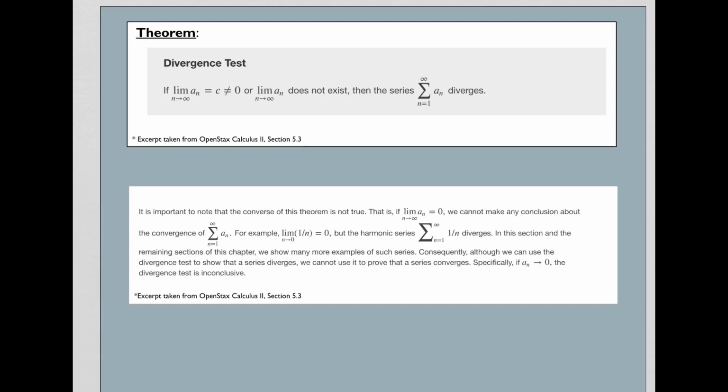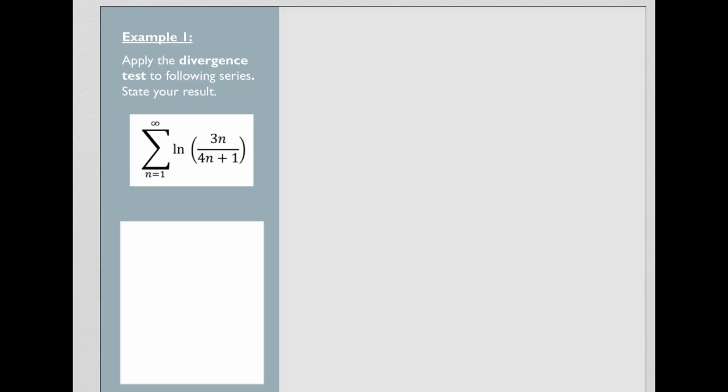All right, so let's take a look at one quick example first of the nth term divergence test. Example 1. Apply the divergence test to the following series and then state our conclusion and result. We have the infinite series n equals 1 to infinity of the natural log of 3n over 4n plus 1. So let's write down that series first of all, so I know where I'm starting: n equals 1 to infinity of the natural log of 3n over 4n plus 1.